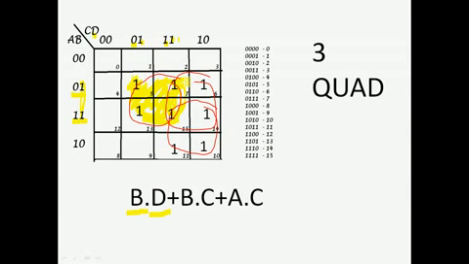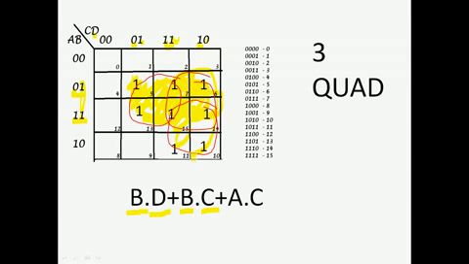Next, I have to consider this quad. Okay, so A is again 0 and 1, so ignore that. B is 1 and 1, so we have to write B, and as it is 1, there is no need of any complement sign. Next, C is 1 over here and 1 over here, so we have to ensure that we have written C over here. Yes, we have written C. Then D is 1 over here, 0 over here. Both are different, so we have to ignore this.